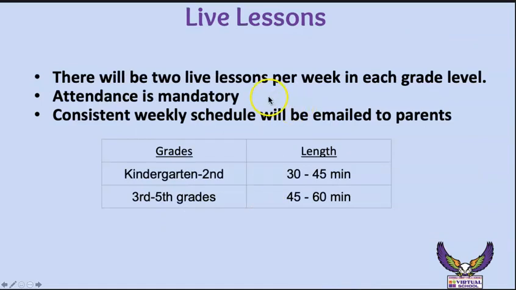Live lessons. There are required live lessons for our elementary school students. Attendance is mandatory. There are 2 live lessons per week in each grade level. A consistent weekly schedule will be emailed to parents. For kindergarten through second grade, those live lessons will last about 30 to 45 minutes. For third through fifth grade, they're going to be 45 to 60 minutes in length. Your teacher will notify you of these live lessons at the start of the school year.